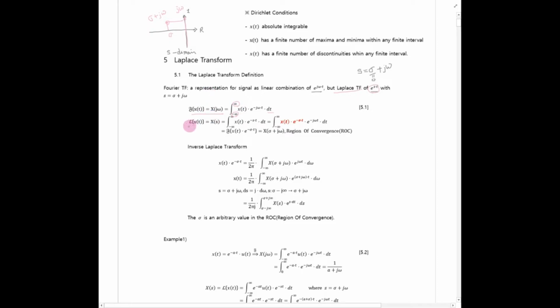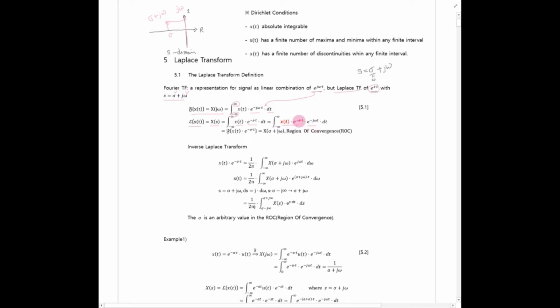What about the Laplace transform? The Laplace transform is expressed by X(s). Here you can think about s as having a real and an imaginary part. So x(t) times the basis function e to the minus st. You know that e to the minus j omega t is the basis function for the Fourier transform, but the basis function for the Laplace transform is e to the minus st. And the s can be decomposed into real and imaginary parts. Then it can be expressed in this way.